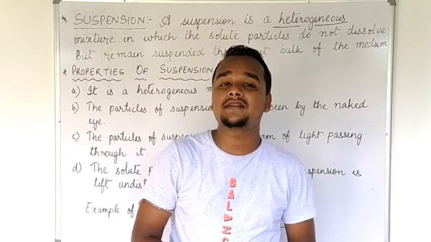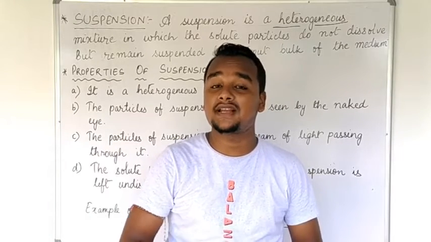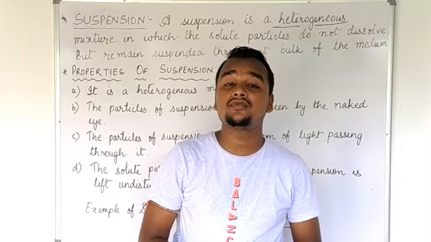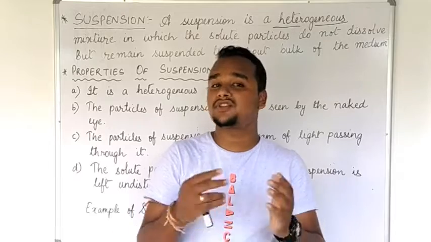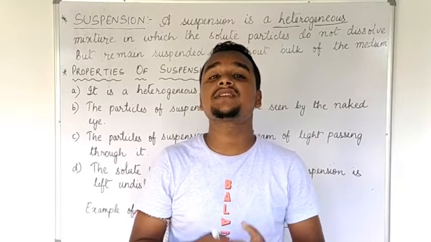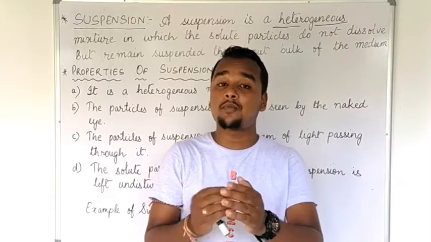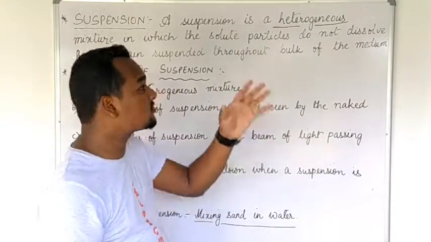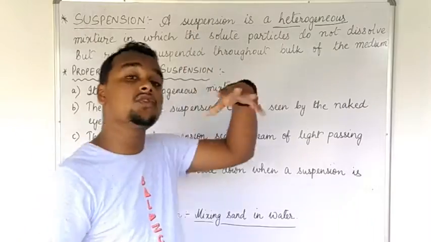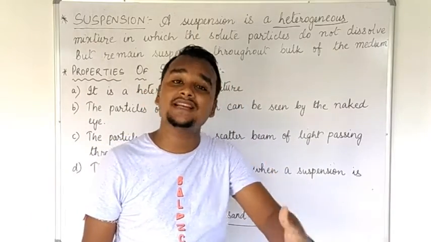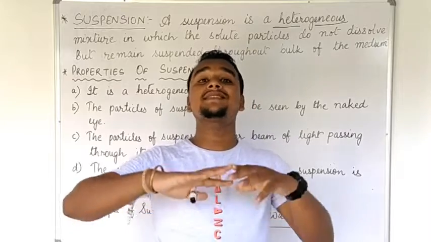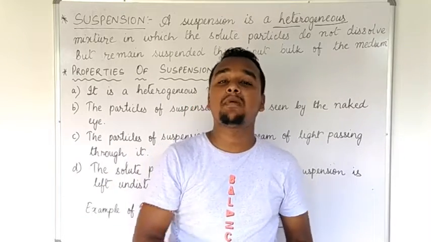We have already discussed heterogeneous mixtures. What is a heterogeneous mixture? The mixture in which the components do not dissolve, meaning the mixture which has physically distinct components. It is the opposite of a homogeneous mixture. So a suspension is also a heterogeneous mixture in which the solid particles which you are adding to a solvent are not dissolving but remain suspended throughout the bulk of the medium.